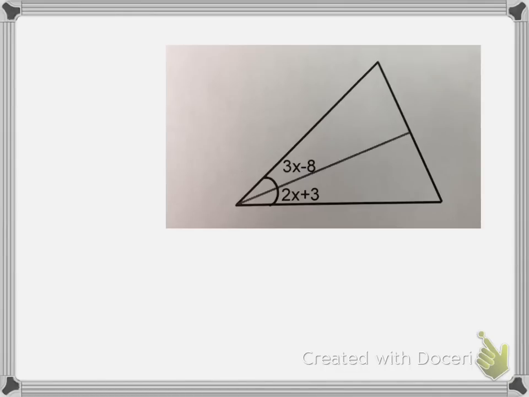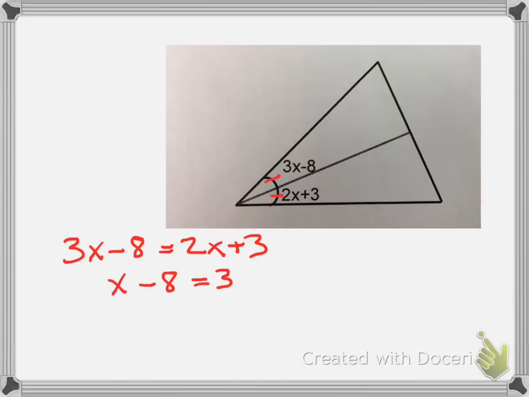Alright, so these markings right here tell you that that's an angle bisector. So all that means is that you can do 3x minus 8 is equal to 2x plus 3. Then we solve that, take away 2x from each side, we get x minus 8 equals 3. Then we're going to add 8, so we get x equals 11.